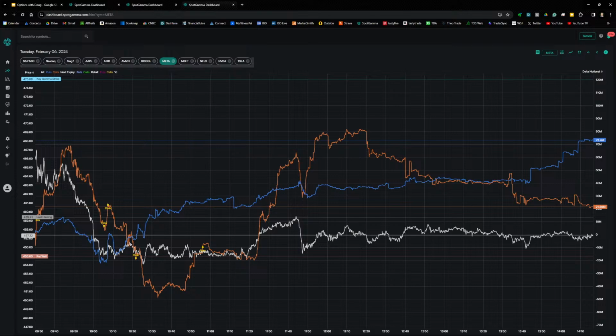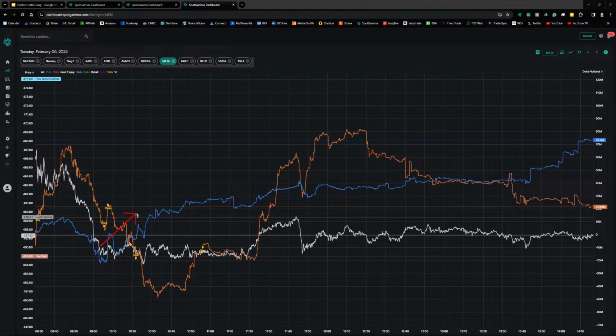Starting right around 10:05, like good contrarian options traders, they start selling puts on the low, taking advantage of the higher volatility of that move lower, also the price lower to sell puts, and then price consolidates right around that put wall level, and then as they start to buy calls, price moves higher.